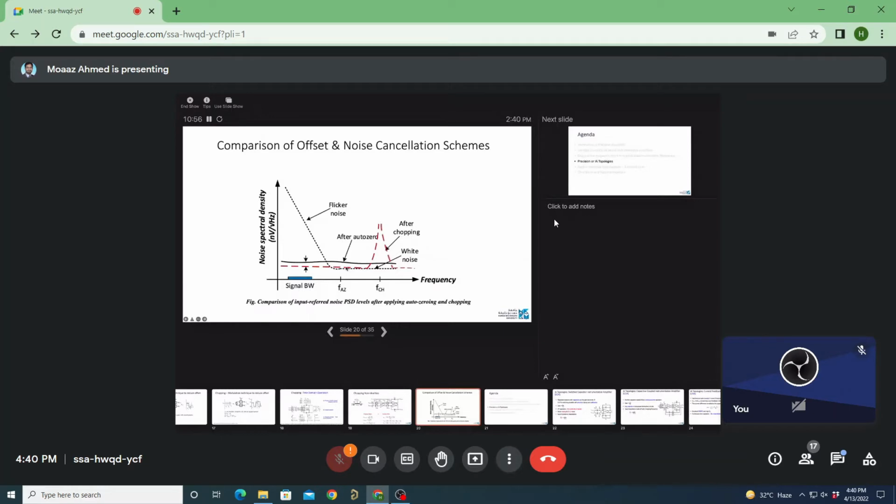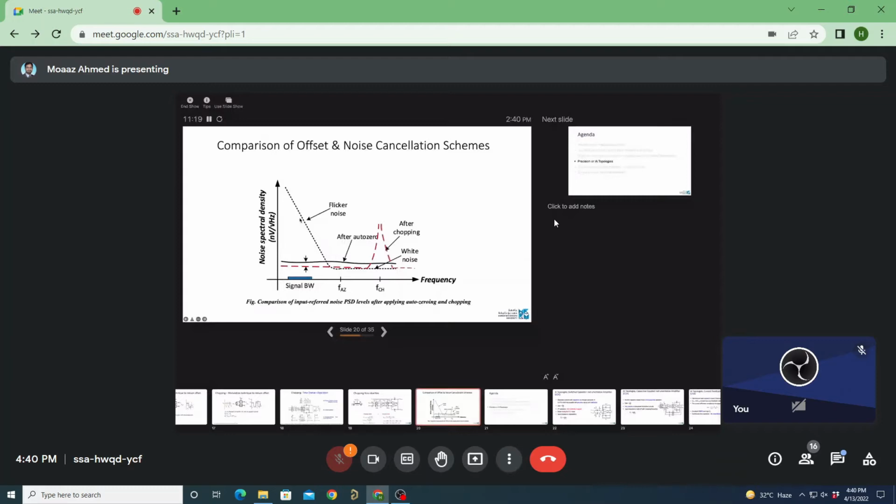So comparison of the two schemes. For instance, this dotted red line is your signal bandwidth. This is your input signal. If you don't do anything, you have this dotted line, the flicker noise. Your input signal is fully suppressed by the large flicker noise. To get rid of this, if you apply auto zeroing, you have this dark continuous line, which is a little above the dotted red line.